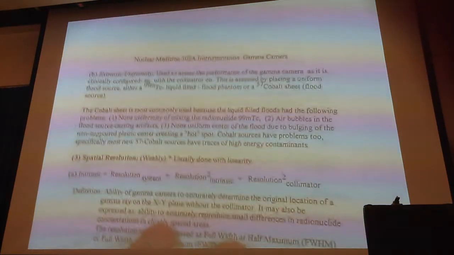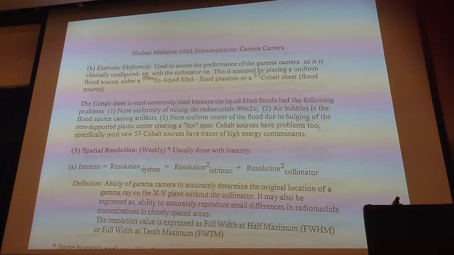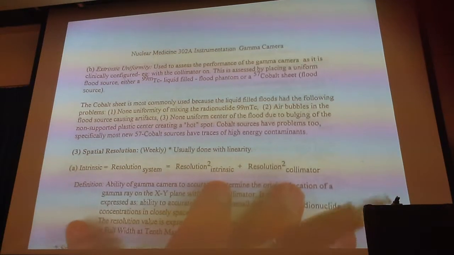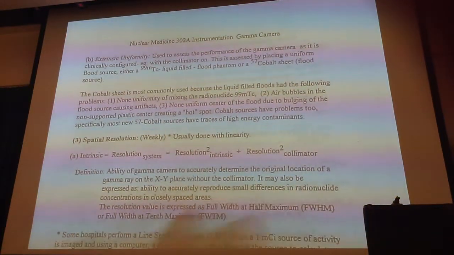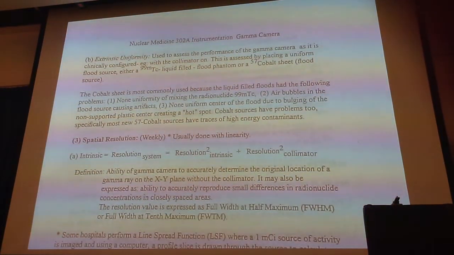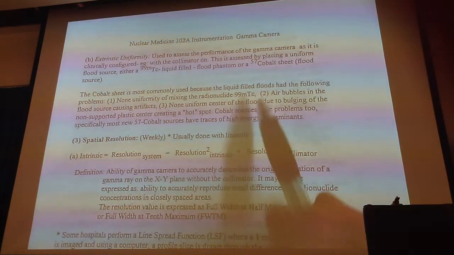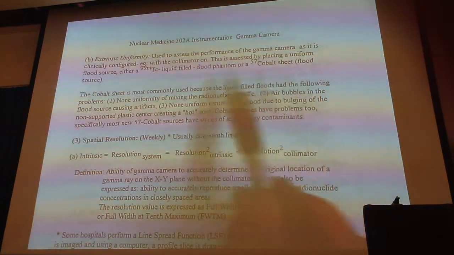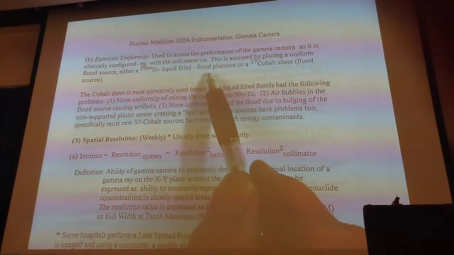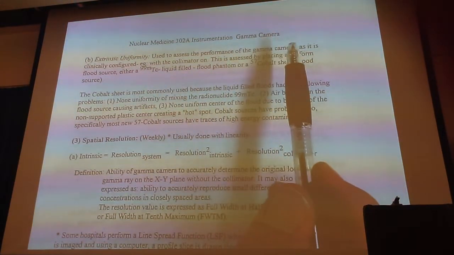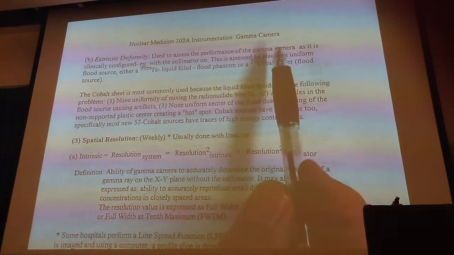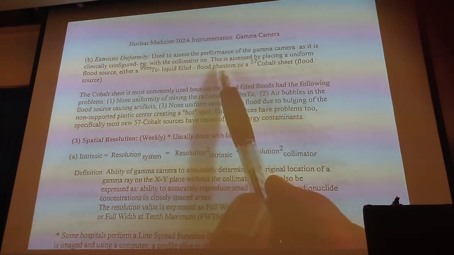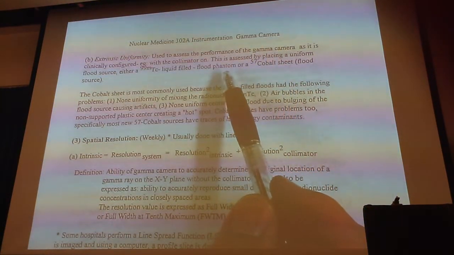So, intrinsic floods and edge packing. Okay, get extrinsic uniformity, and remember, if you just call it a flood phantom, you're probably calling it the wrong thing if you're talking about cobalt, because the cobalt is called a flood source. The flood phantom is the technetium one there, and as I said, if you didn't do it with extrinsic uniformity, you would have probably never caught that collimator defect.